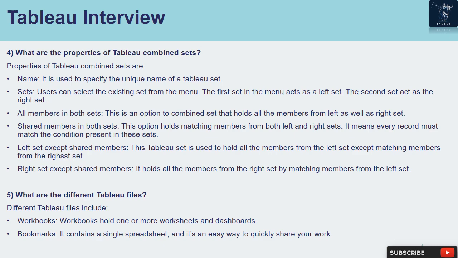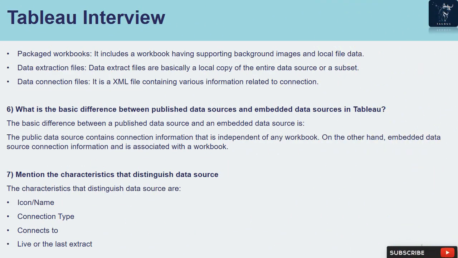Different Tableau files include workbooks. Workbooks hold one or more worksheets and dashboards. Bookmarks, it contains a single worksheet, and it's an easy way to quickly share your work. Packaged workbooks, it includes a workbook having supporting background images and local file data. Data extract files. Data extract files are basically a local copy of the entire data source or a subset. Data connection files, it is an XML file containing various information related to connection.